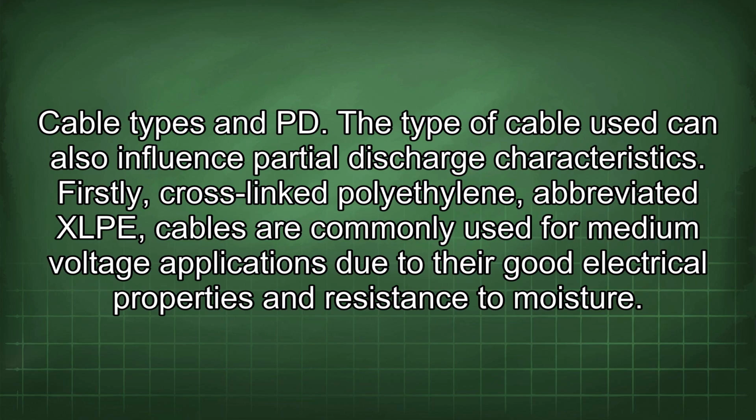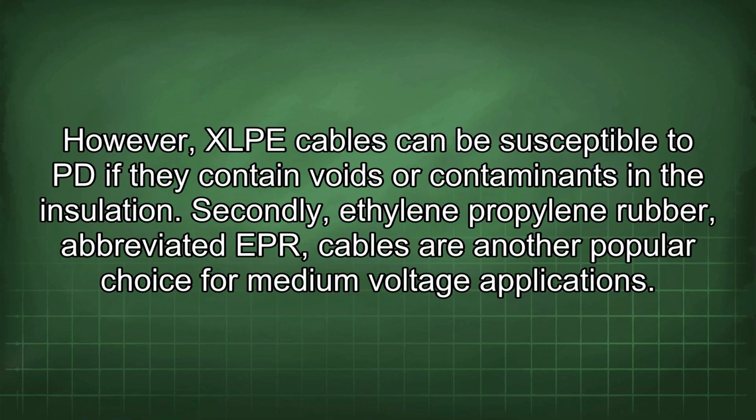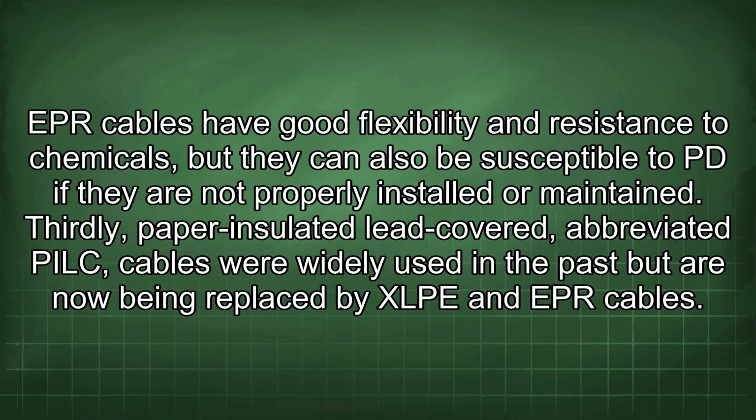Cable types and PD. The type of cable used can also influence partial discharge characteristics. Firstly, cross-linked polyethylene, abbreviated XLPE, cables are commonly used for medium voltage applications due to their good electrical properties and resistance to moisture. However, XLPE cables can be susceptible to PD if they contain voids or contaminants in the insulation. Secondly, ethylene propylene rubber, abbreviated EPR, cables are another popular choice for medium voltage applications. EPR cables have good flexibility and resistance to chemicals, but they can also be susceptible to PD if they are not properly installed or maintained.